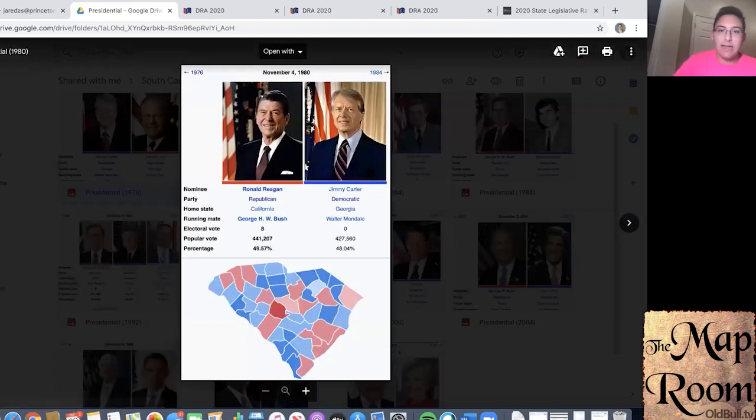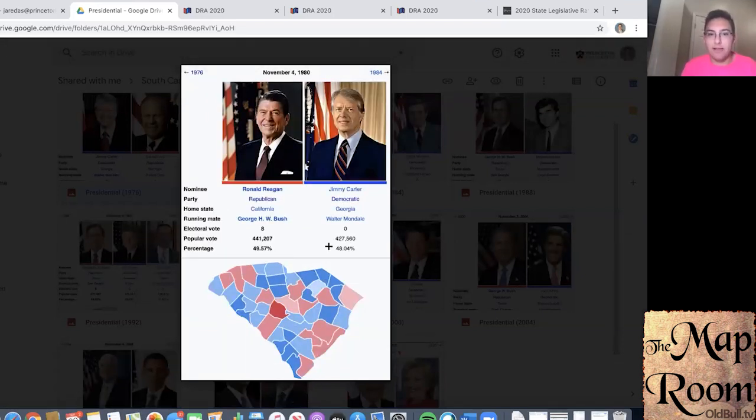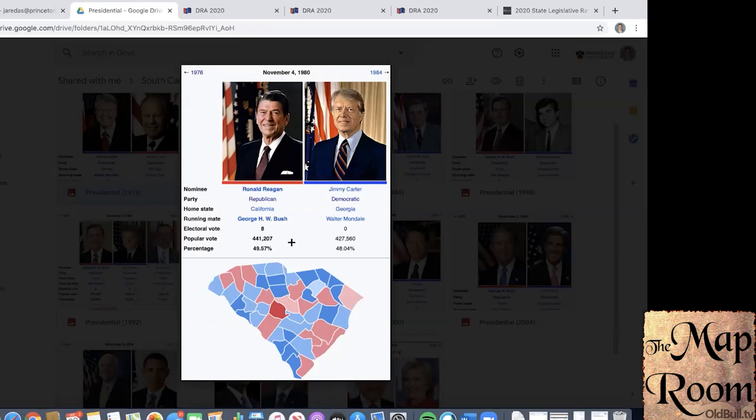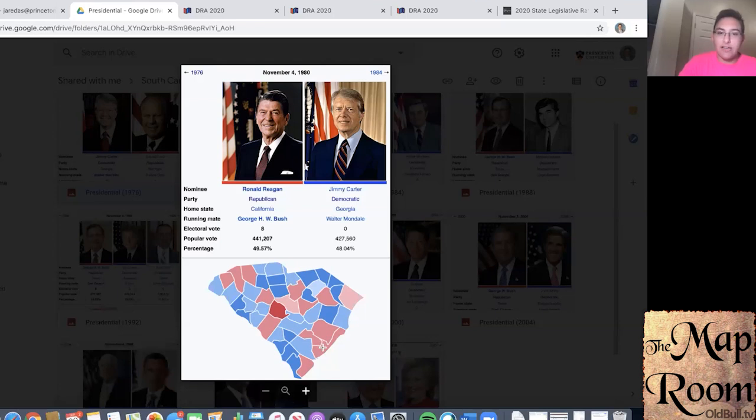Going into 1980, Ronald Reagan drastically improved over Gerald Ford's performance. This was because he made up significant ground in the Low Country, especially places like Charleston, Dorchester, Berkeley County, which are the counties right over here that are now somewhat competitive, specifically Charleston County, but you can see a significant shift to Republicans even since this time.